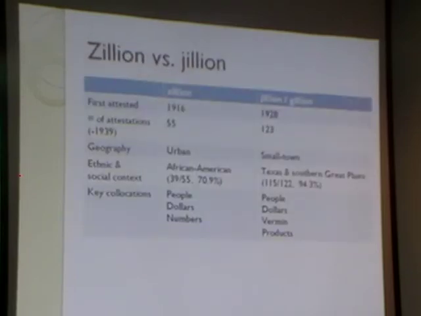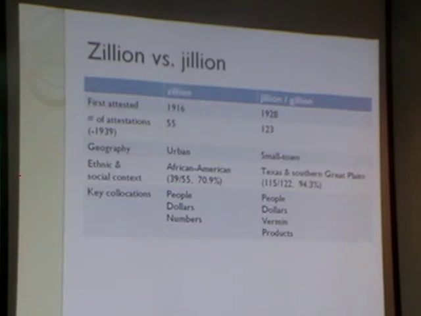So, here's our contrast. Zillion is urban and African American at an overwhelmingly high level. Jillion is small town Texas and Southern Great Plains at an extremely high level. And also in terms of collocations, there are some similarities, but also some key differences. This suggests that there are 2 distinct discourse communities using 2 distinct indefinite hyperbolic numerals throughout the period. This is for the period leading up to and including 1939.